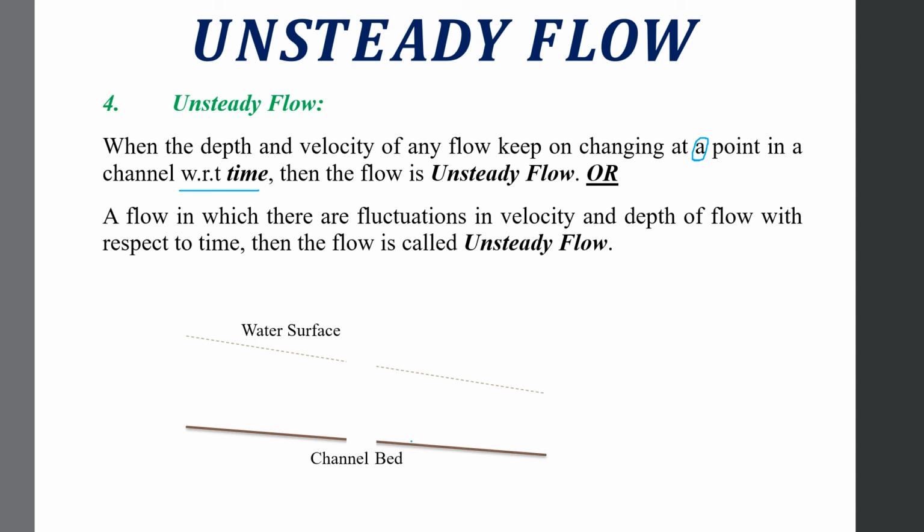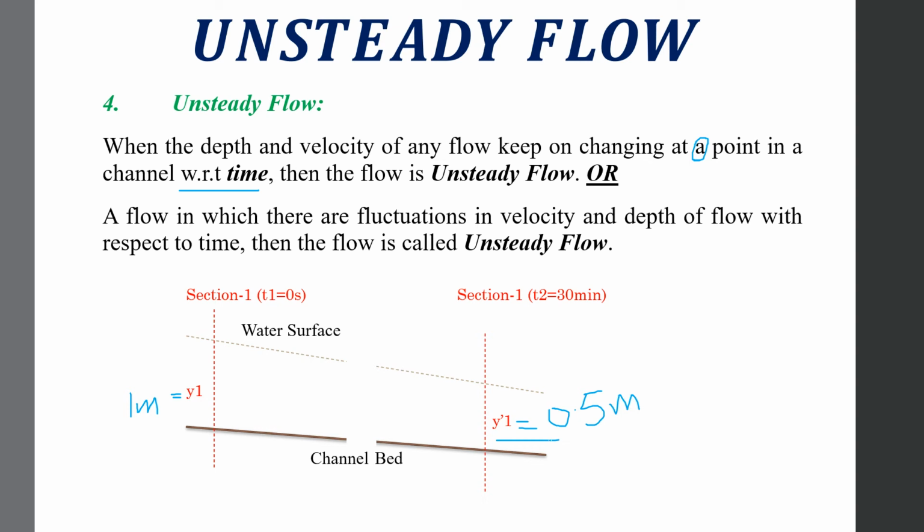This line is showing the channel bed. This is the water surface. This is section 1 at time 0 seconds, and the depth of flow here was observed to be 1 meter. And after 30 minutes, suppose 10:30 a.m., we observed that y1 dash to be 0.5 meter. So what does it mean? It means that the depth of flow has decreased, from 1 meter to 0.5 meter.